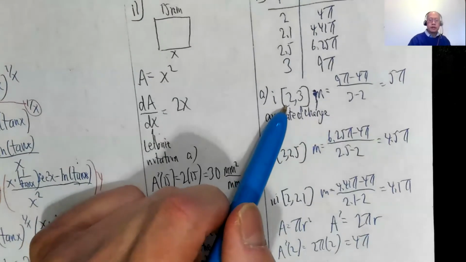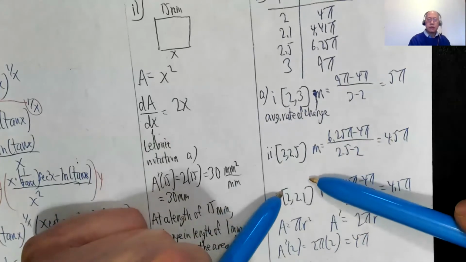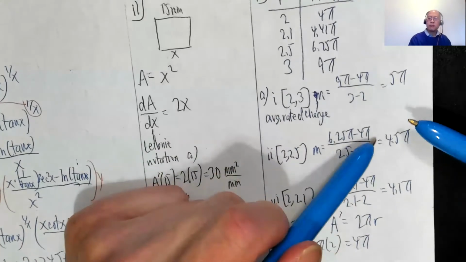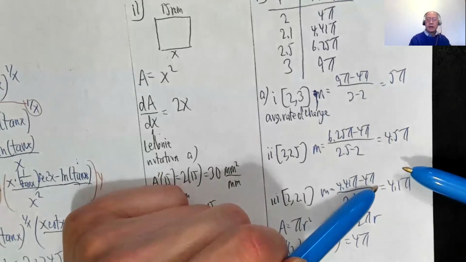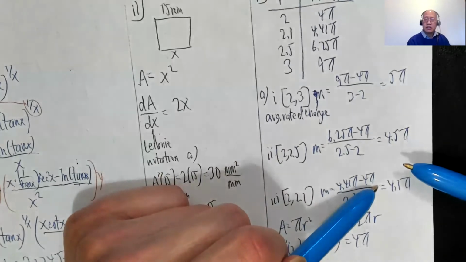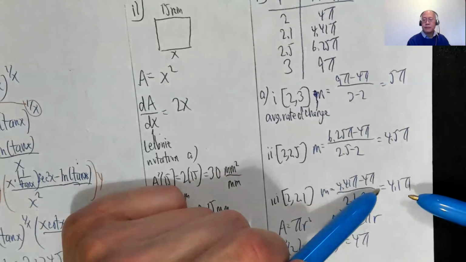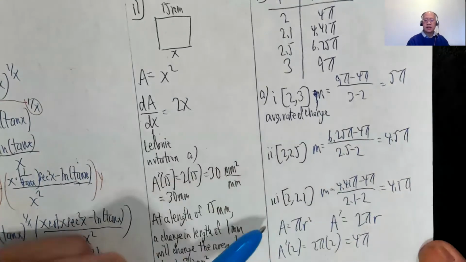Okay, so we're going from 2 to 3, 2 to 2.5, 2 to 2.1. The progression is 5 pi, 4.5 pi, 4.1 pi. So it looks like the instantaneous rate of change is approaching 4 pi. Okay, and we can actually show that that's the case.